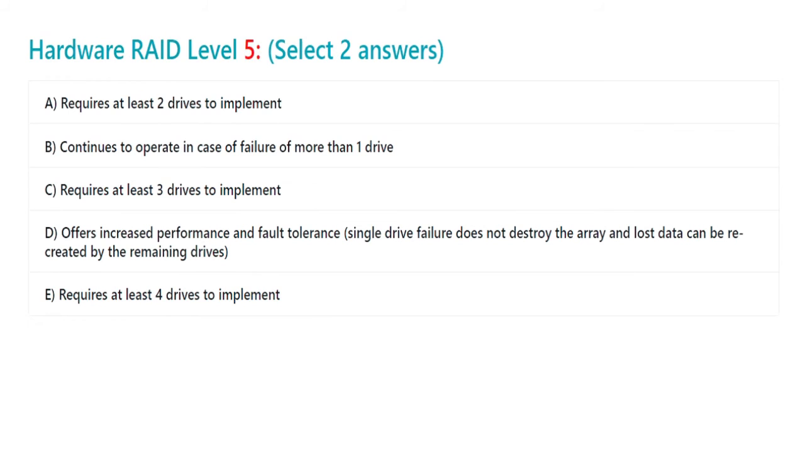Hardware RAID level 5, select 2 answers. A. Requires at least 2 drives to implement. B. Continues to operate in case of failure of more than 1 drive. C. Requires at least 3 drives to implement. D. Offers increased performance and fault tolerance. Single drive failure does not destroy the array and lost data can be recreated by the remaining drives. E. Requires at least 4 drives to implement.